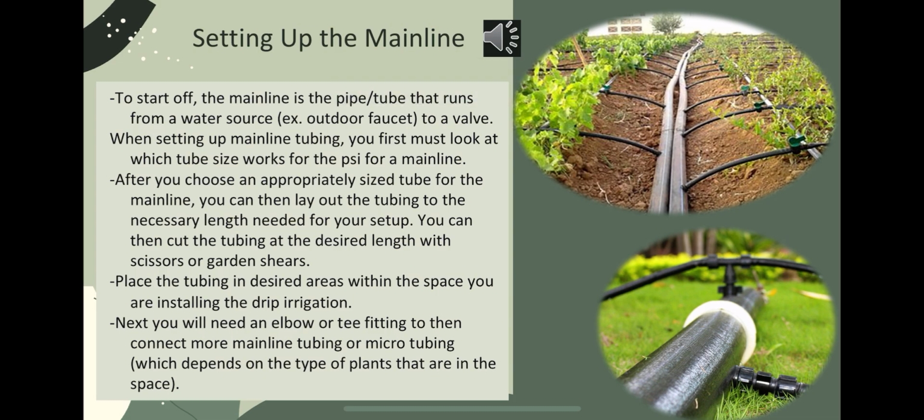To set up the mainline, you first have to look at tubing that'll suit your project considering PSI regulations and the size that you will need. After you choose a perfectly sized tube for the mainline, you could then lay out the tubing that you need for your setup. You can cut the tubing at the desired length with scissors or garden shears. Then you can place the tubing at desired areas within the space you are installing your drip irrigation. After, you will need an elbow or T-fitting to connect more mainline tubing or micro tubing.